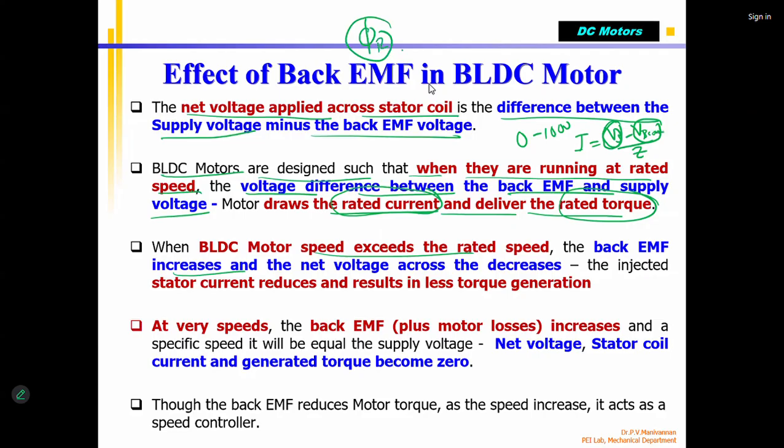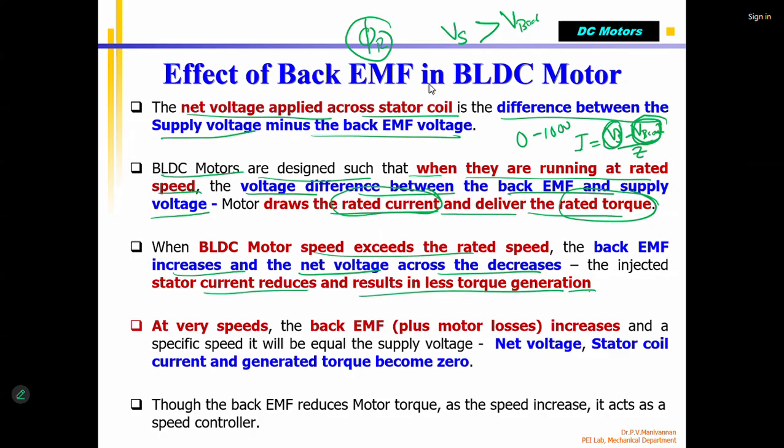If the motor is running up to the rated speed, the back EMF will always be lesser. That means V supply will be greater than V back EMF. That will be greater up to the rated speed. If the speed exceeds this, the back EMF will be higher than the supply voltage. Now, what will happen? The injected current will reduce. So the net voltage reduces, so the current reduces. The torque produced by the motor will be lesser.